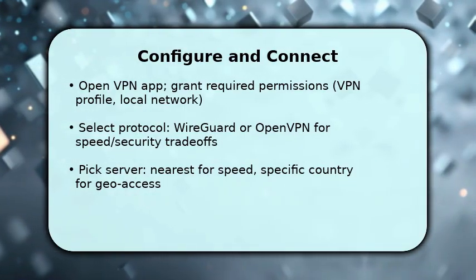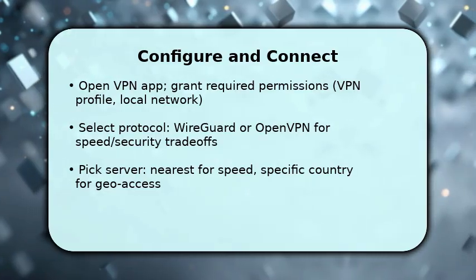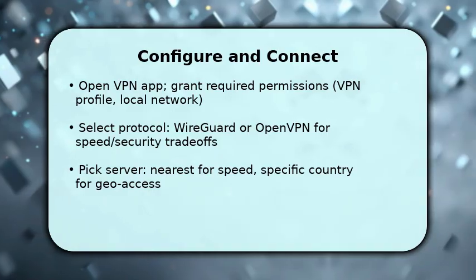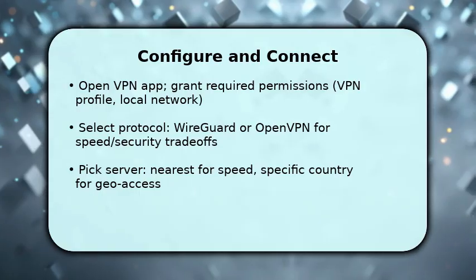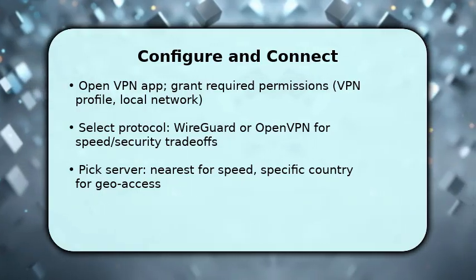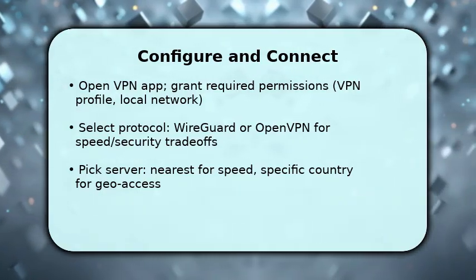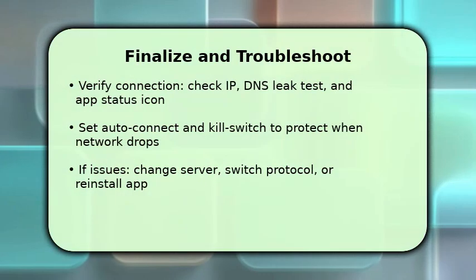Then pick a server. Choose a nearby server for best latency or a specific country if you need geographic access. After choosing, tap Connect and watch the status icon show an active tunnel. Test with a quick IP lookup. Finish by verifying the tunnel.